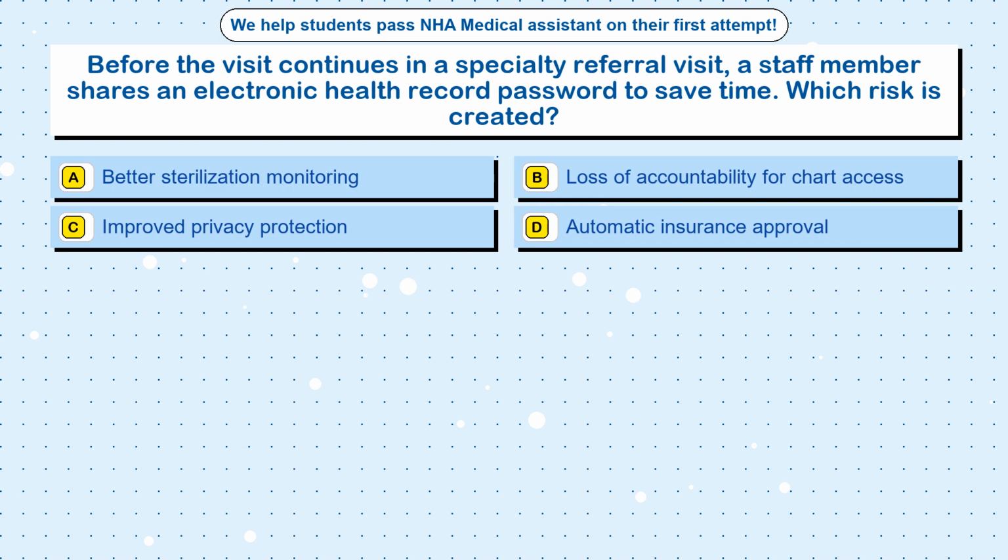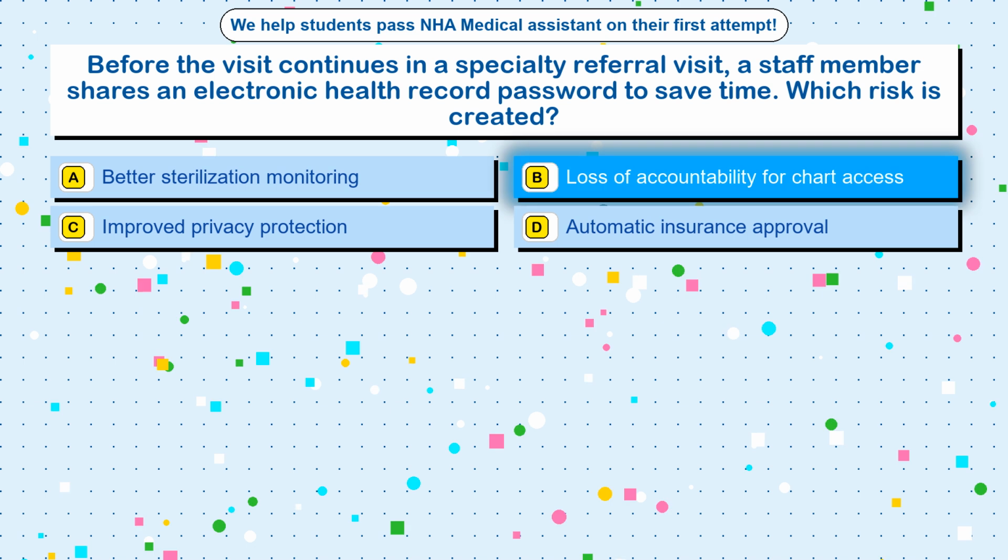Question 19. Before the visit continues in a specialty referral visit, a staff member shares an electronic health record password to save time. Which risk is created? Option A. Better sterilization monitoring. Option B. Loss of accountability for chart access. Option C. Improved privacy protection. Option D. Automatic insurance approval.